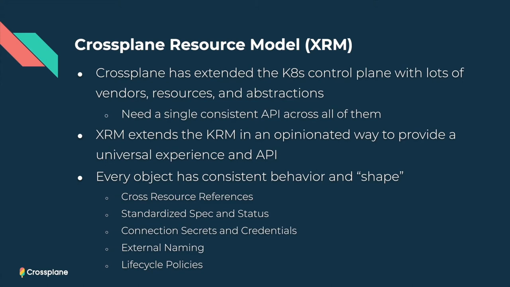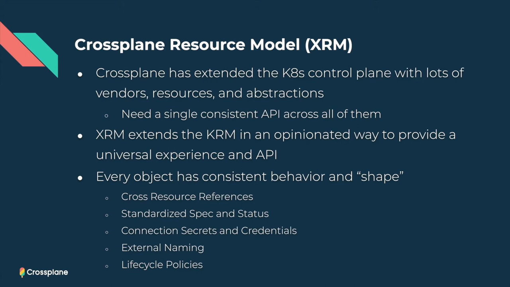You can call for a claim for an instance of one of these resources through the same Kubernetes API that you're using to deploy your services and your workloads. We are extending the Kubernetes resource model in an opinionated way to provide this universal experience. This means that if you are using some kind of standardized resources, some publicly available configuration package on the Crossplane tool, it's going to behave exactly the same way as your custom packages. Every object in the Kubernetes Resource Manager has a consistent behavior.